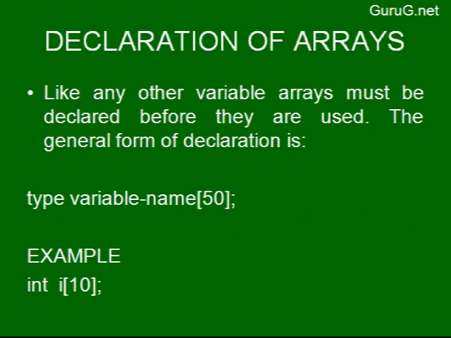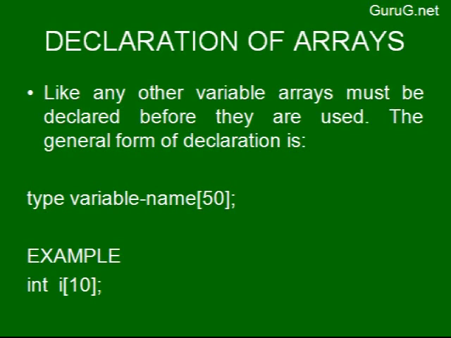Next we are going to see how we declare arrays. Like any other variable, an array must be declared before it is used. The general form of declaration is like this. First you give the data type, followed by the variable name, and inside the square brackets you give the size of the array.